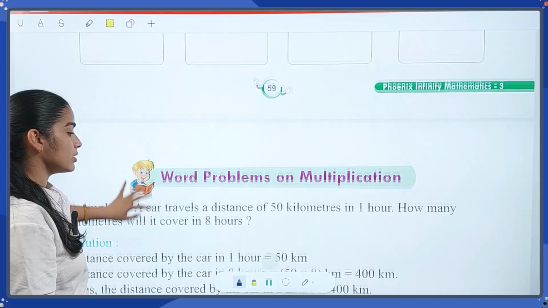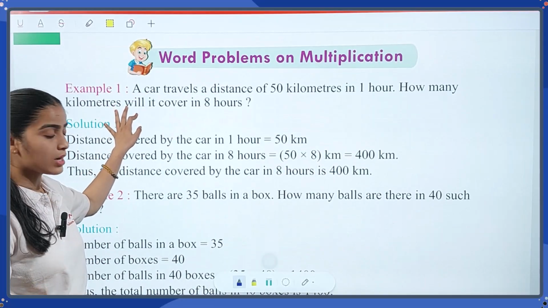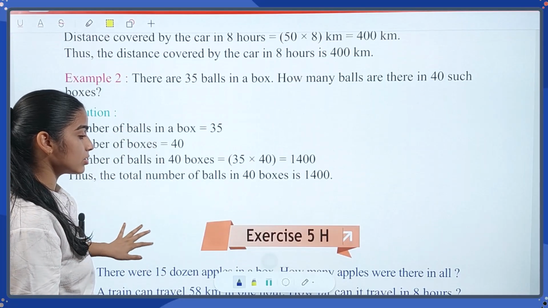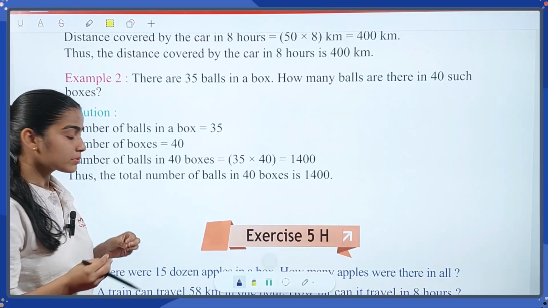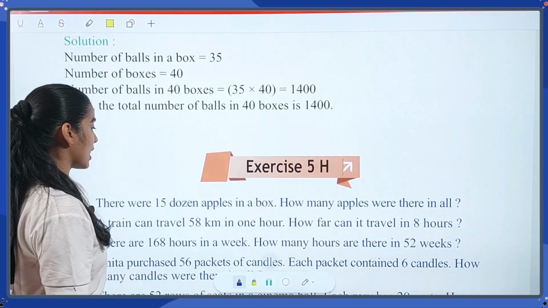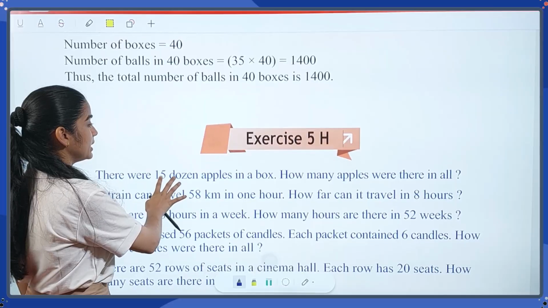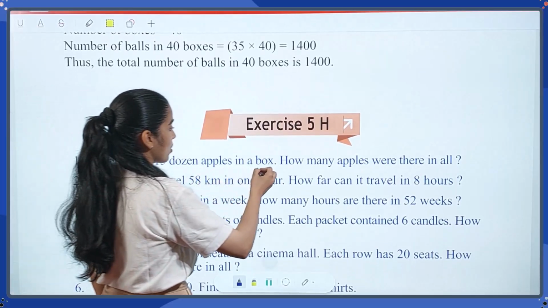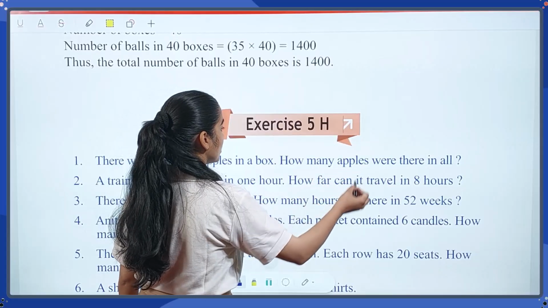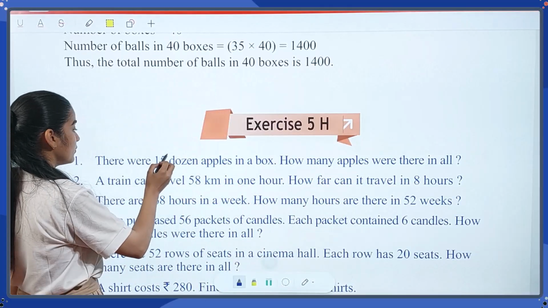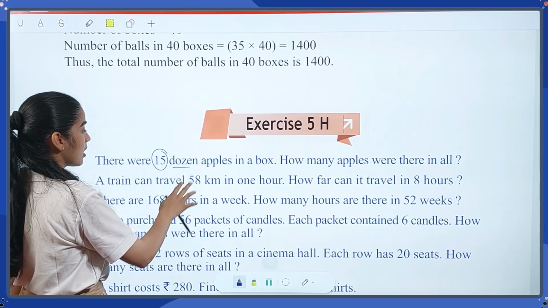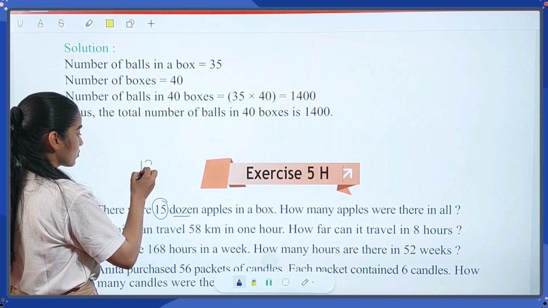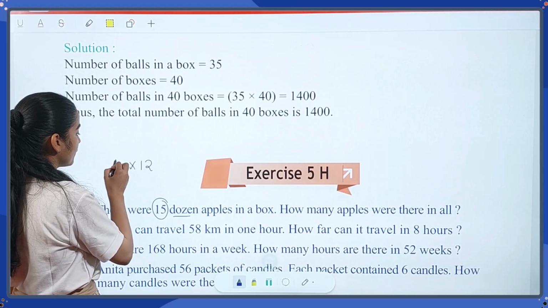Now we have our word problems. In word problems we don't have to be confused or scared about this. We just have real day-to-day life situations where we have to use the multiplication operation. So there were 15 dozen apples in a box. How many apples were there in all? So there were 15 dozen. Dozen means 12. So you have to multiply 15 by 12.